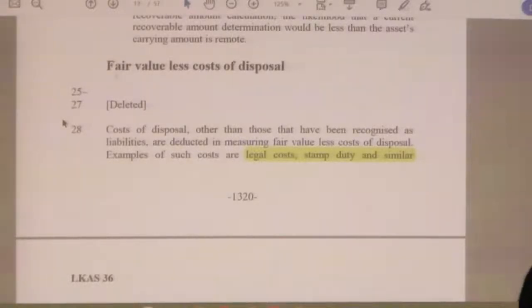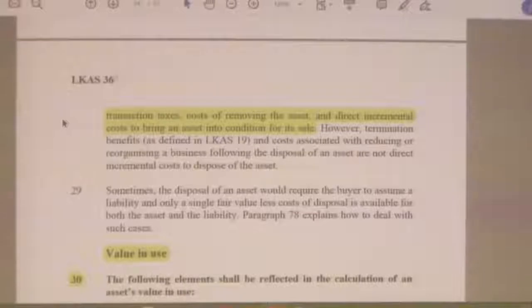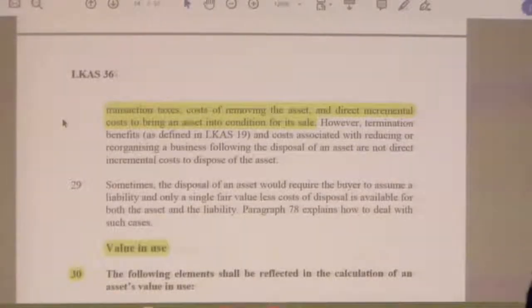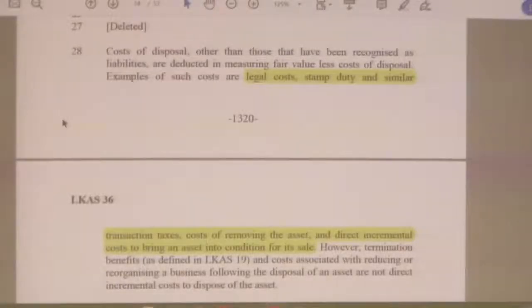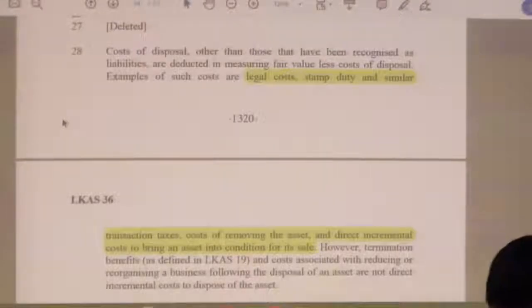Cost to sell, cost of disposal other than those that have been recognized as liabilities are deducted in measuring fair value less cost of disposal. Examples of such costs are legal cost, stamp duty, similar transaction taxes, cost of removing the assets, and direct incremental cost of bringing the assets into the condition for its sale, which is conversion cost. So these are the examples. These examples are clearly explained in paragraph 28, cost of disposal, paragraph 28. So fair value less cost to sell, fair value explained in SLFRS 13, cost to sell explained with examples in paragraph 28. That's about fair value less cost to sell.